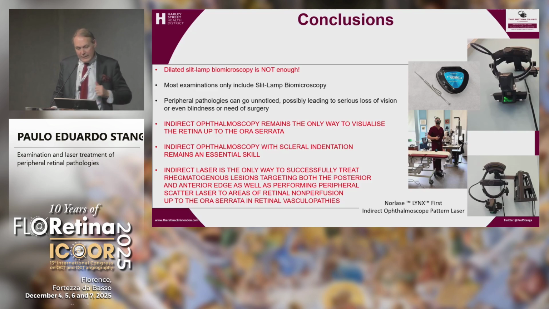Now, as I said, most examinations include just slit lamp power microscopy, and we can't miss pathology like that. We really need to do indirect ophthalmoscopy. It's the only way to see the retina up to the ora serrata. I'm sure technology will change, but at the moment there's no other way. So indirect ophthalmoscopy with indentation is still an essential skill. And indirect laser, in my opinion, is the best way to treat peripheral lesions.